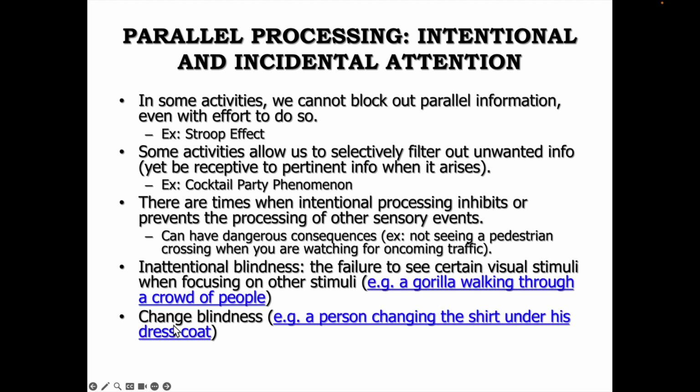Another type of blindness out there is change blindness. In this example here, this TED Talk, this pickpocket guy changes his shirt in the middle of his performance without most, if not all, of the audience noticing.